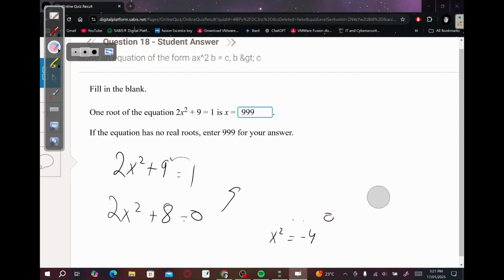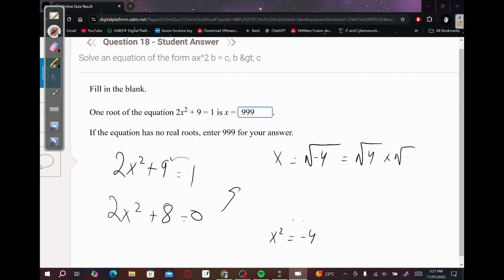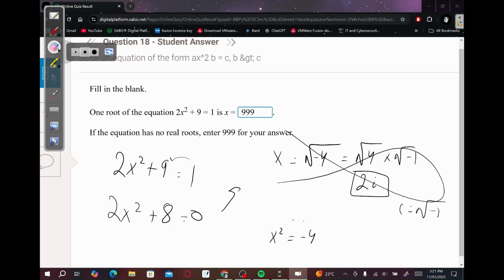Now, if they wanted the imaginary answer, you would do x is equal to root negative 4. Now you split this up, is equal to root 4 times root negative 1. This is going to equal 2i. This is our imaginary solution. i equals root negative 1. You don't need to know this. Ignore this, right? However, they want real roots.